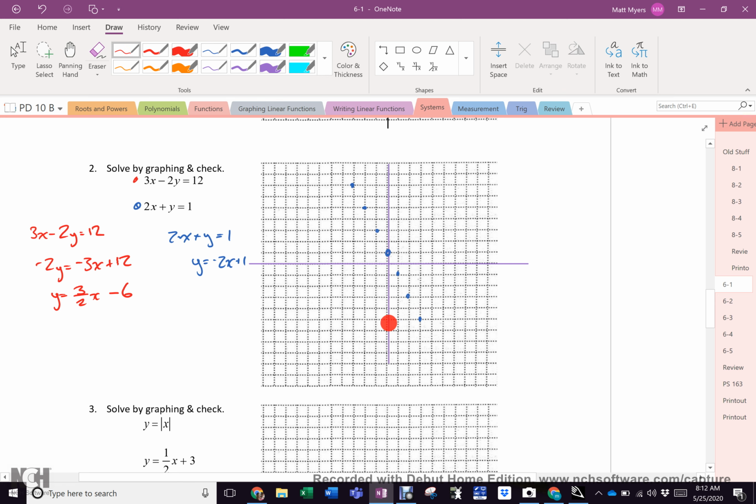In red, negative 6, I'm way down here. 1, 2, 3, 4, 5, 6. But my slope is positive 3 over 2. 1, 2, 3, 1, 2. Oh, look. There's the crossing point. And that right there, ladies and gentlemen, you can see is 2, negative 3.